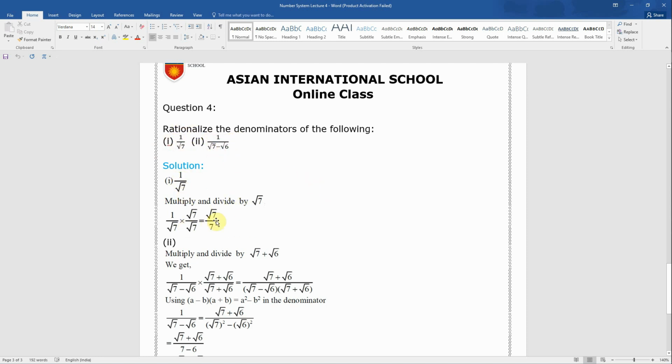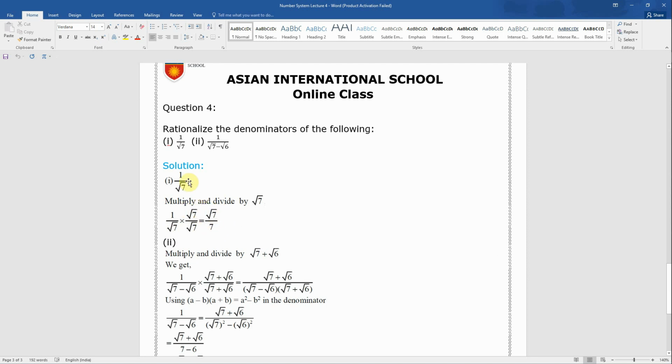So for the first one, 1 by root 7, how is it to be rationalized? It's an easy one. Since it is root 7 given at the bottom, we will multiply with root 7. This root 7 will be multiplied with root 7 at the denominator, but since there was no extra root 7 over here, to compensate that, we will multiply with one more root 7 at the numerator. That means it's a simple multiplication of root 7 by root 7. By doing it, the denominator becomes 7, because root 7 into root 7 is 7. So numerator becomes root 7 and denominator becomes 7.